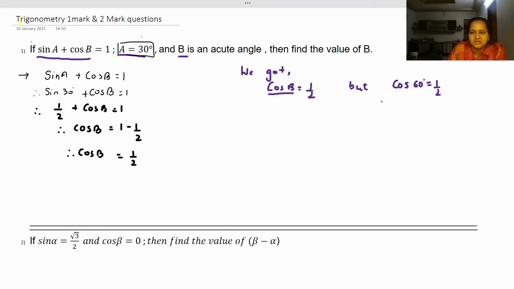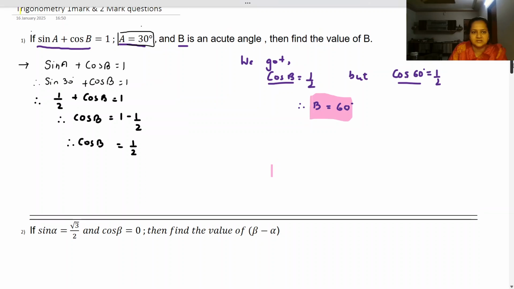So if I compare these two, can we say that on comparing we get angle B is 60 degrees? We say that angle B is 60 degrees. Am I right? Am I understood? So we say that angle B is 60, and with this we have completed the first question.